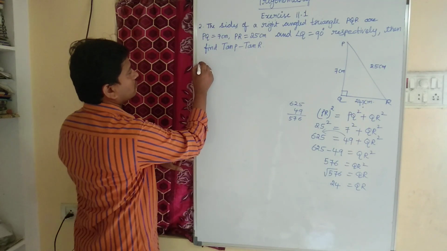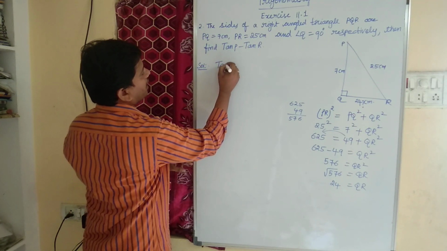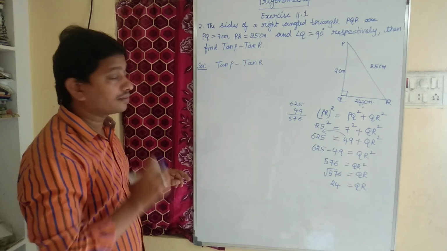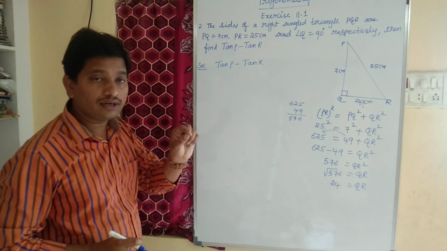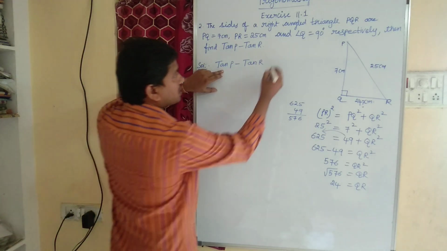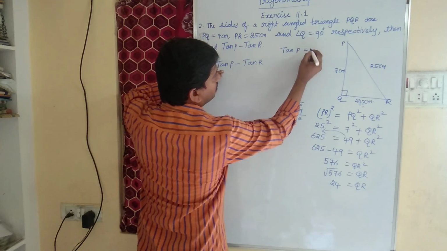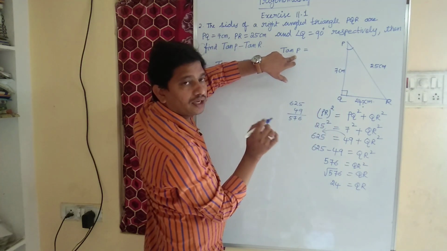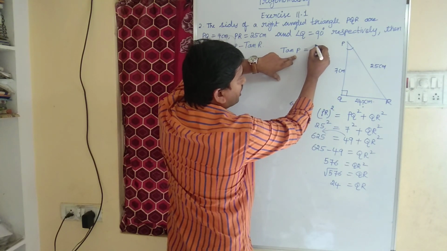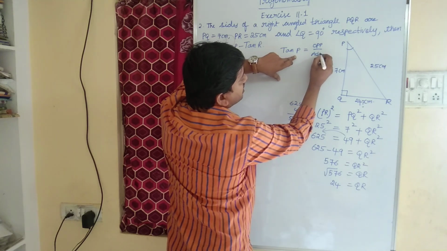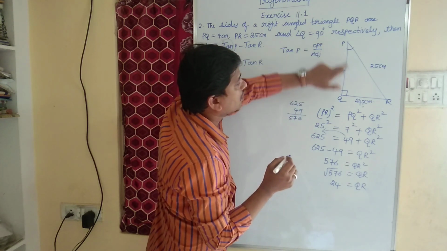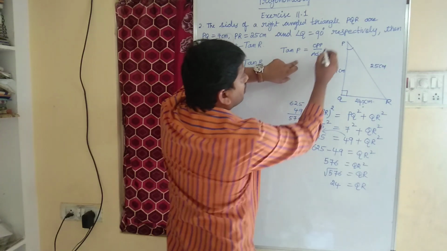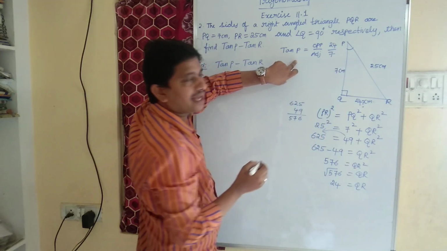Right? So now, listen children carefully. Actually we have to find tan P minus tan R. Tan P, I mean with respect to P. So let us first write down tan P ratio with respect to P. Actually tan ratio is opposite side by adjacent side. With respect to P, opposite side is QR and adjacent side is PQ. So 24 by 7 is the tan P ratio.